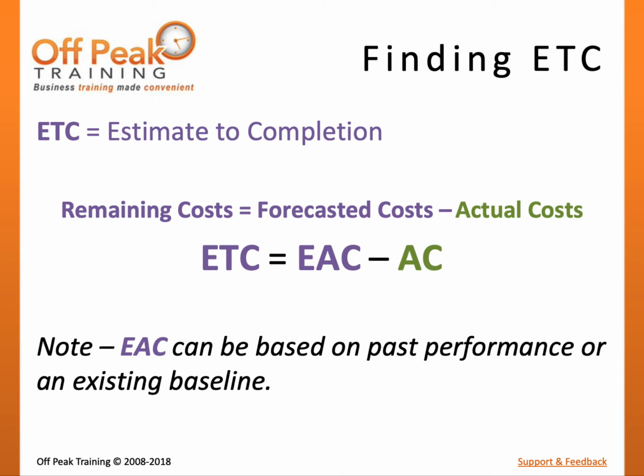Remember that we can forecast based on one of two different assumptions. For ETC, the formula is always the same. However, the formula that we use to calculate EAC would be different. Unless you are told otherwise, you will forecast based on past performance using the first formula we learned. However, if you are asked to forecast with the assumption that future work will be at plan, then you must use the second formula we learned.